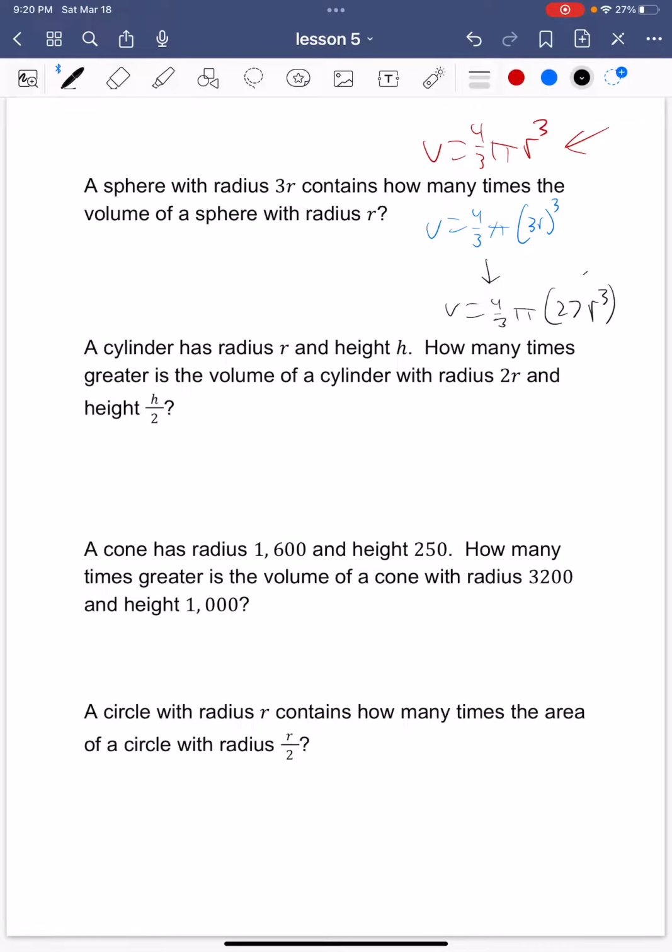Now we compare these. How many times bigger is 4/3 pi times 27 r cubed versus 4/3 pi times 1 r cubed? Well, that's 27 times bigger.